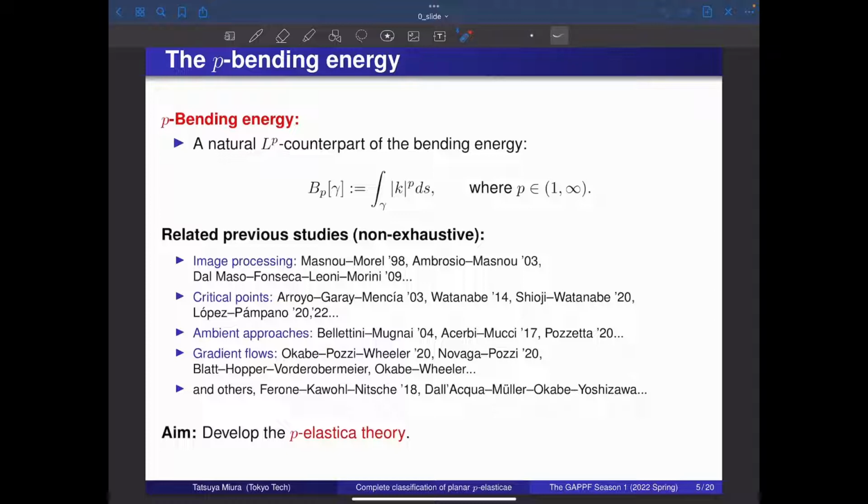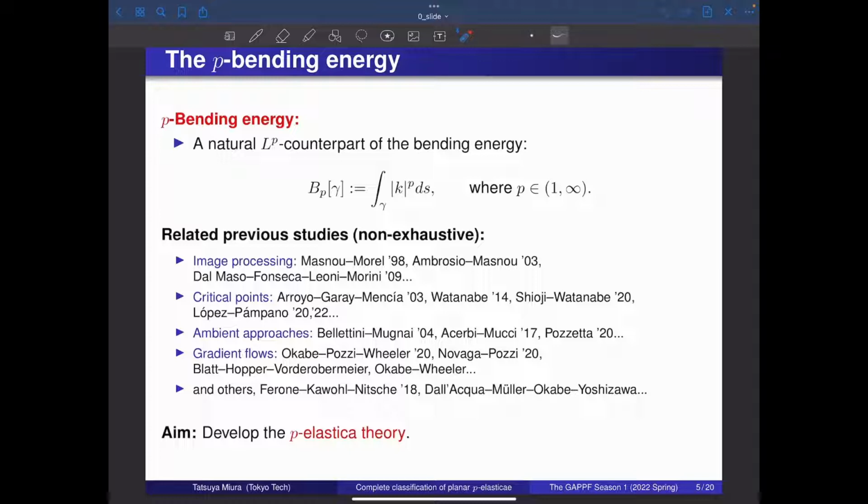And apart from its naturality, there are also several motivations to study the p-bending energy. For example, more than 20 years ago, this energy was introduced for application to image processing. As I mentioned, the classical bending energy has also been used for image processing, but the general power p here makes the model more flexible and accurate. So this p-bending energy model has also been studied by many authors.